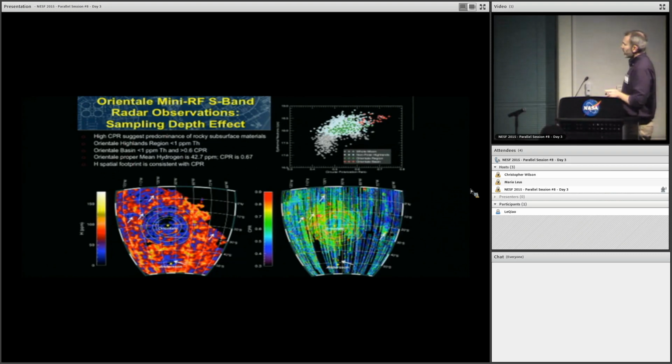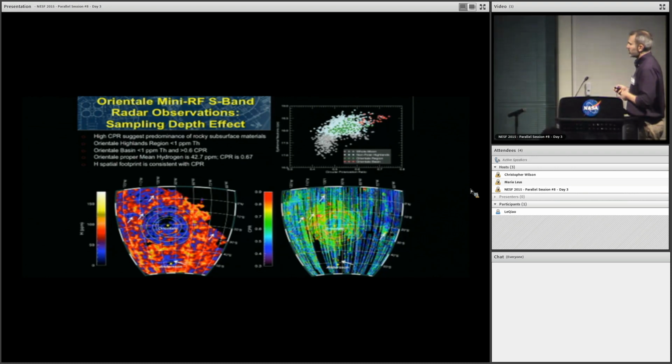However, if we take a look at S-band radar, we have some similarities that become apparent. So we have the hydrogen depletion and the epithermal neutron enrichment in counts shown by Lunar Prospector. And then we have this high CPR signature for Orientale. Both of these are unusual compared to the other data sets. And so I began wondering, well, why exactly is this? We've known this for a little while with Mini-RF data. We still weren't exactly sure, but when we saw this result, we started coming up with a theory.